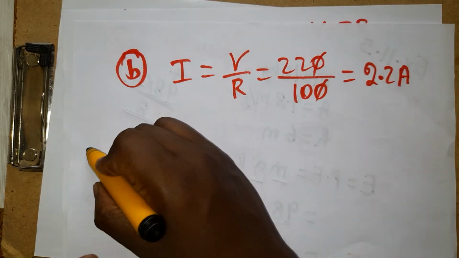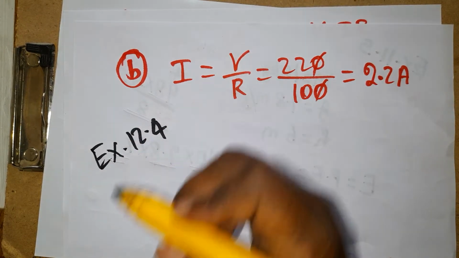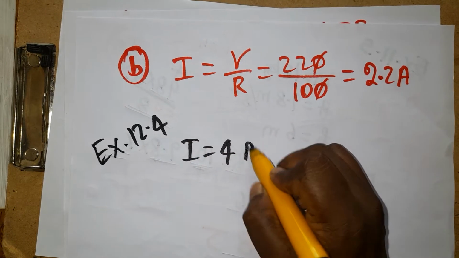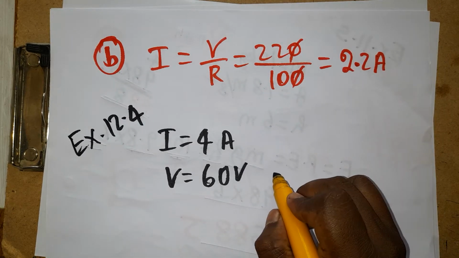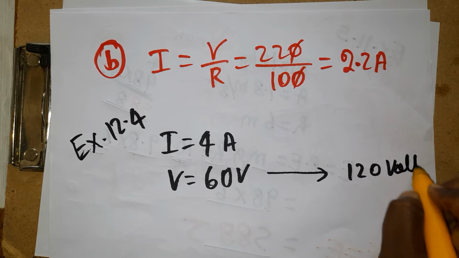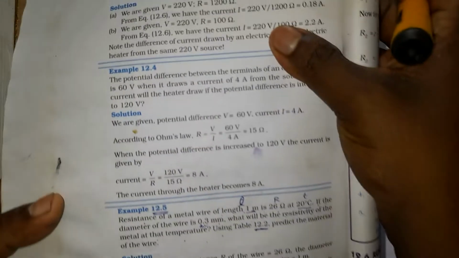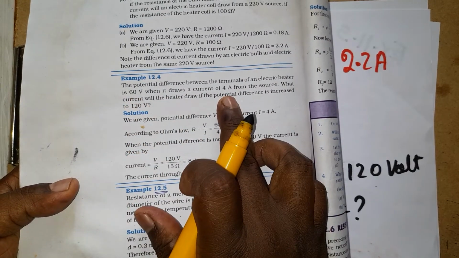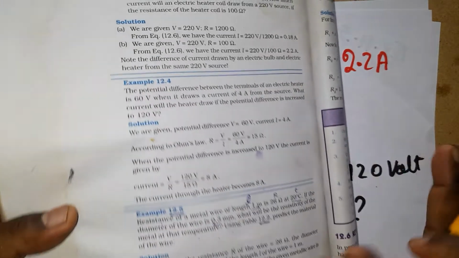Example problem, 12th chapter, fourth problem. We'll see what is given. Current is 4 ampere. Voltage is 60 volt. Now they are increasing the voltage to 120 volt. What will the current be in this situation? They want the current only in the second situation. When they applied 60 volt, 4 ampere current is flowing. When they apply 120 volt, what is the current? That is the question.